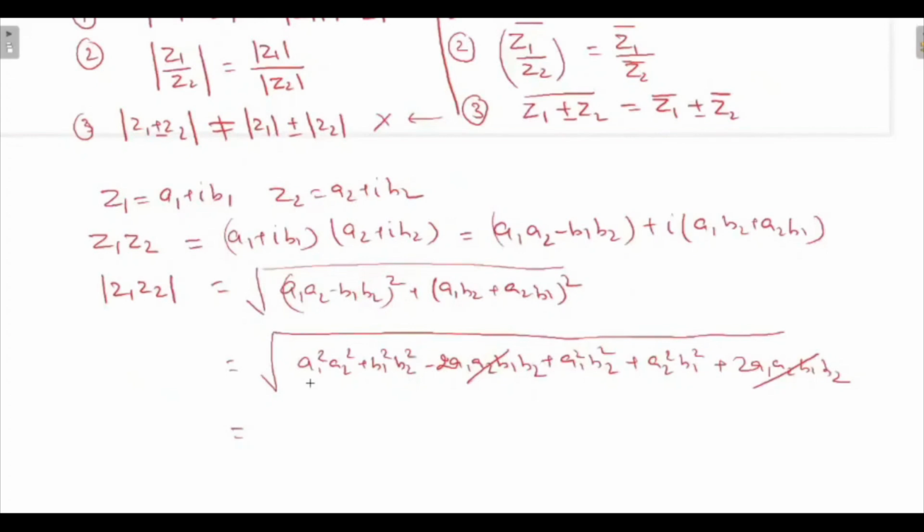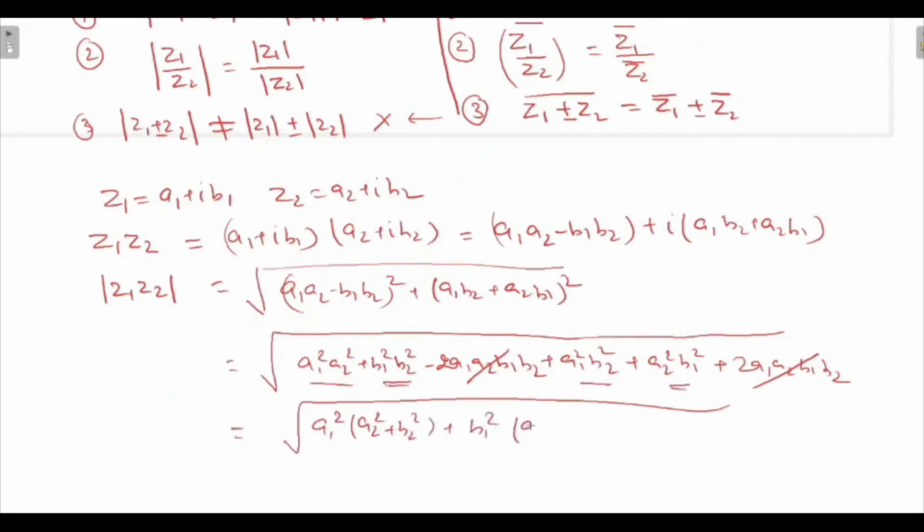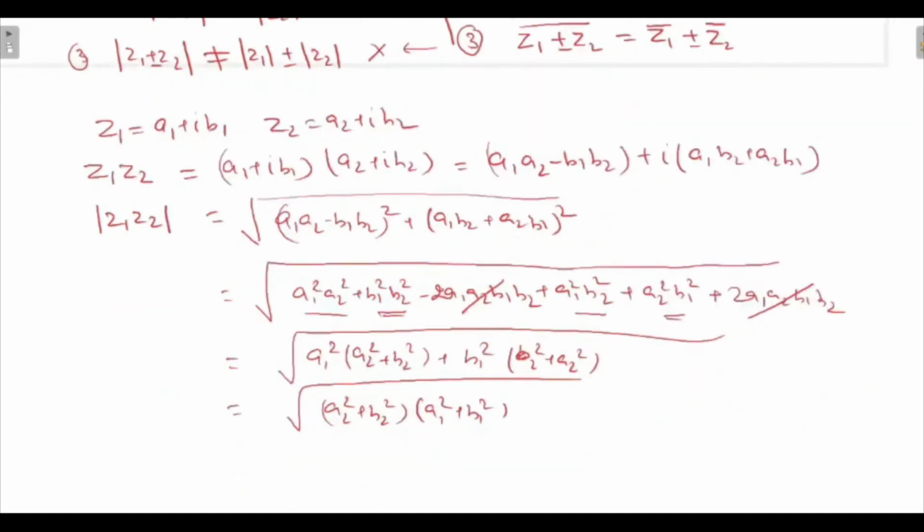then from here just take A1 square common. Then you get A2 square plus B2 square. You take B1 square common from here, you get again B2 square plus A2 square. And then you take A2 square B2 square common, you will get A1 square plus B1 square. Now you can as well write it as the square root of A2 square plus B2 square into A1 square plus B1 square, which is nothing but mod Z1 mod Z2. So this is the first property from the modular side.